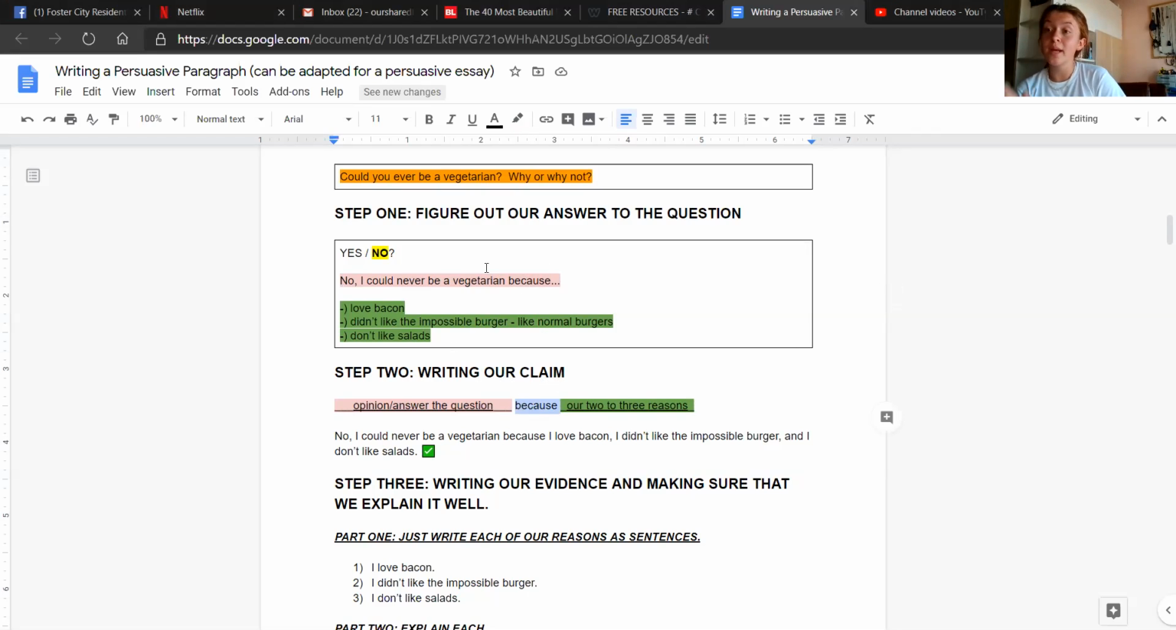Now, before you even start writing your claim, we figure out our answer and 3 reasons why. This student's 3 reasons why were, they love bacon, they didn't like the Impossible Burger, and they don't like salads. So those are just the 3 reasons that we already have. It's really good to brainstorm this before you try to start writing your claim. If you start writing your claim before you even have your reasons ready, it's going to be really difficult to have a well-written claim. So if you ever need a second, go for it. Just take time, think of your reasons first, then write your claim. Sometimes you can write your claim first, but it's really difficult to make sure that it hits everything that you need to ace your essay or your paragraph.